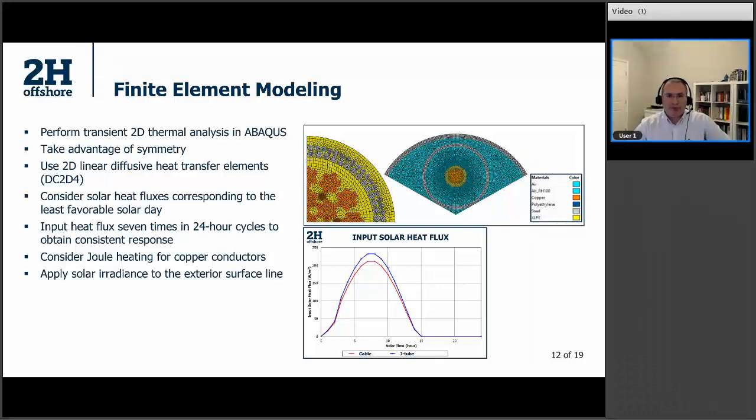So here you see the 2 heat flux input lines. It is for 24 hours, right? And then we have this blue line and red line. The blue line is showing the heat flux assumed for the J-tube, and the red line is used for the cable which is subject to direct sunlight. Of course we came up with this heat flux input using the solar absorptivity of the external surfaces.